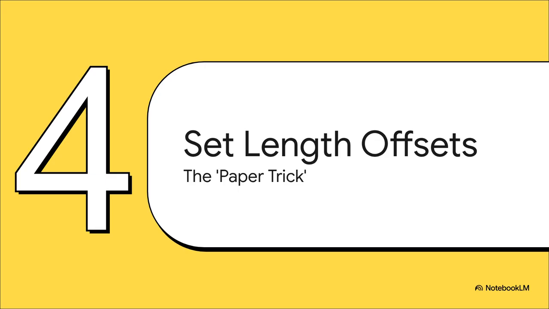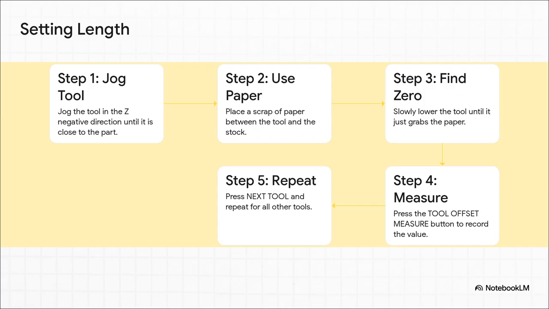All right, now for the fun part, actually measuring and setting the tool lengths. And we're going to use a super simple but incredibly effective old-school method called the paper trick. This is a technique that's all about feel, not sight. You're using a simple piece of paper as a feeler gauge, and believe it or not, it's amazingly accurate for finding that perfect Z0 on your part.